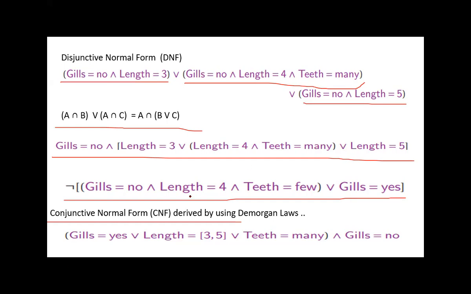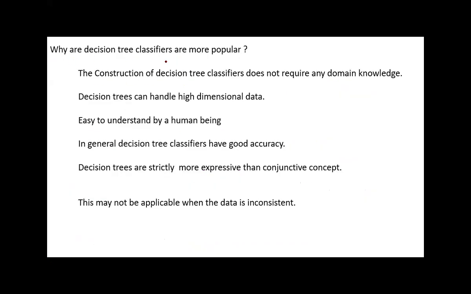Right. This is called conjunctive. These are the advantages of maintaining a decision tree. Why are decision tree classifiers more popular? This decision tree machine learning algorithm is more popular. Why? The construction of a decision tree classifier does not require any domain knowledge. No domain knowledge is required.